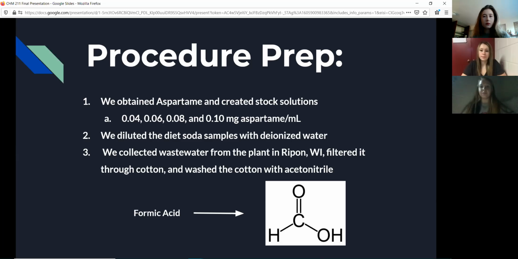The 4 different diet soda beverages were diluted with deionized water before transferring to vials. The City of Ripon wastewater was prepared by first filtering through cotton, then the cotton was washed with acetonitrile, and finally it was transferred into a vial ready to be analyzed.